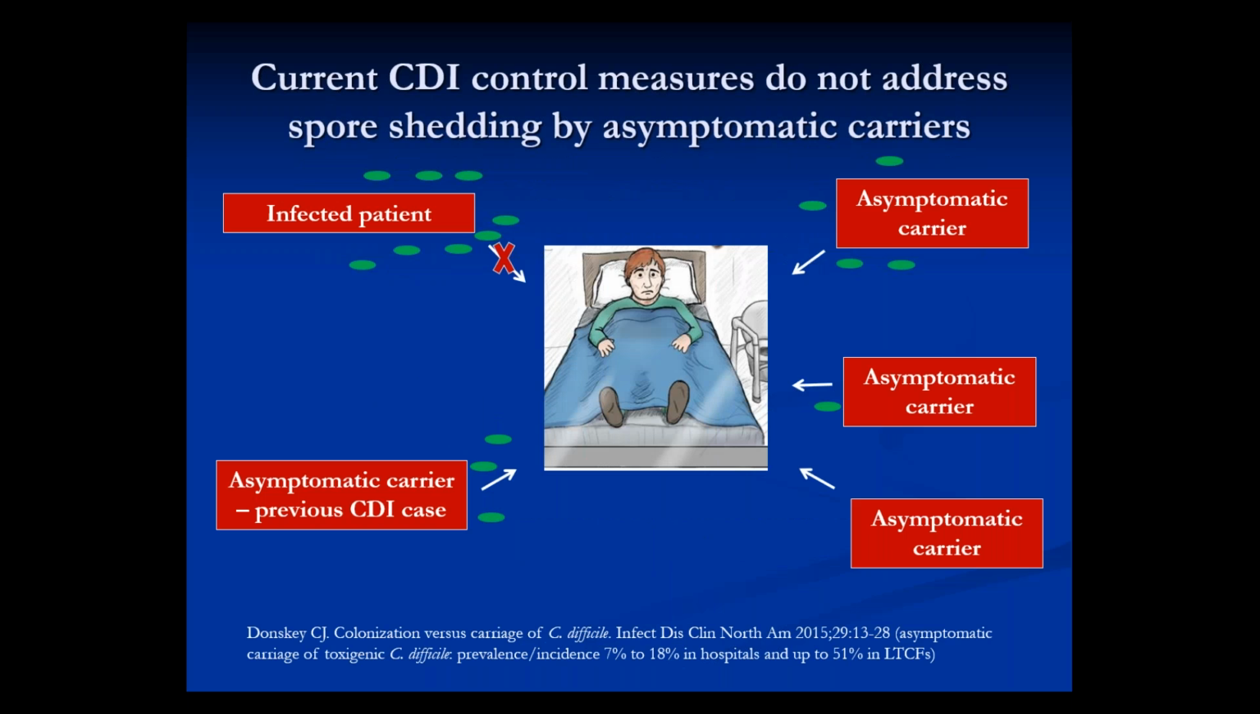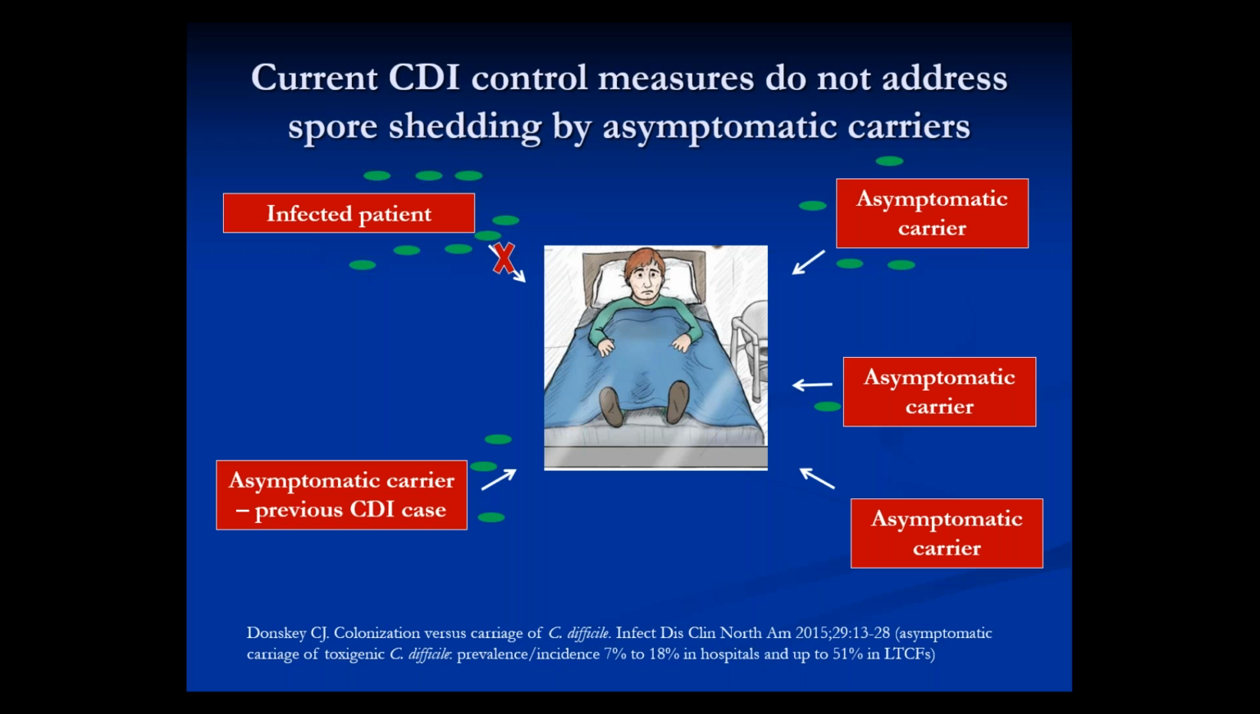The background for this study is that current CDI control measures do not address spore shedding by asymptomatic carriers. Most of our efforts focus on infected patients who are the major risk factor for transmission of C. difficile, and we use bleach or other sporicidal products to decontaminate surfaces in their rooms.